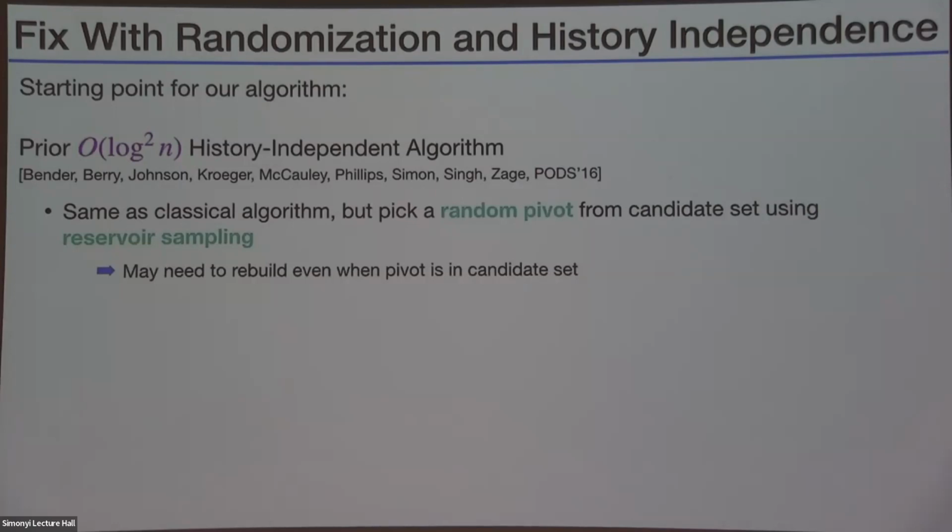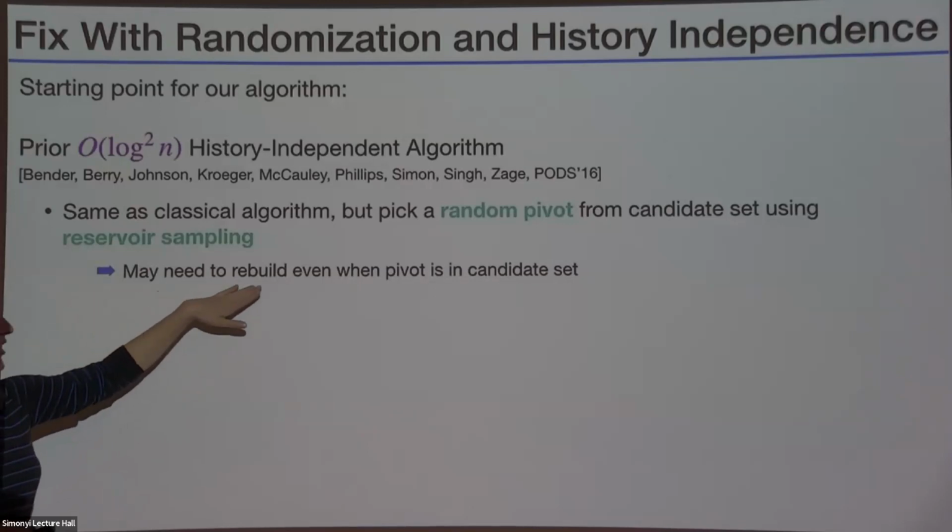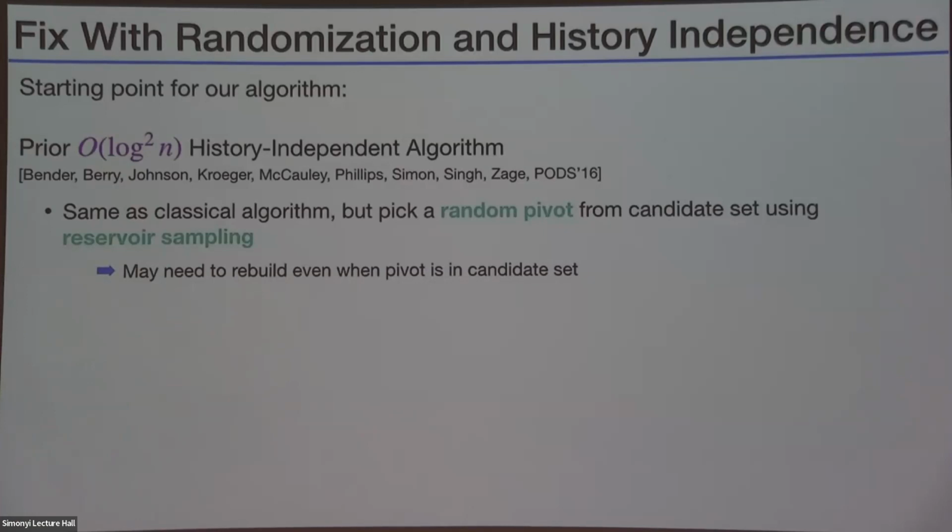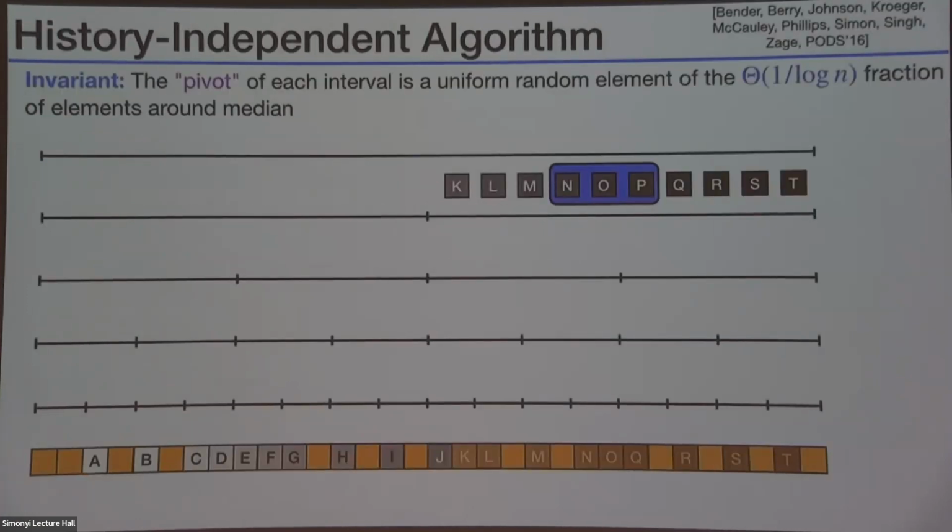And so what that means is that if another element gets added to the pivot candidate set, even if your original pivot didn't leave the pivot candidate set, we still need to do some resampling to make sure everything is uniform. And to do that, we use reservoir sampling. Let's say I have 10 elements in my pivot candidate set and another one gets added, then I just sample this new element with probability 1/11, so that everything is still uniform. And so we might need to rebuild even when the pivot is still in the candidate set.